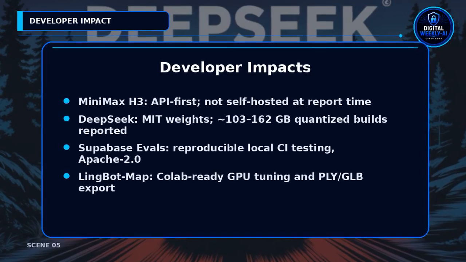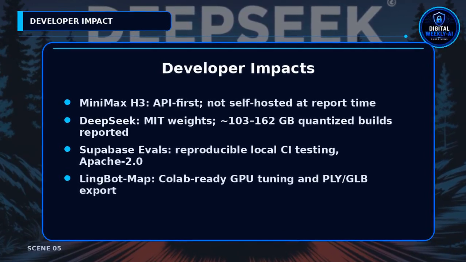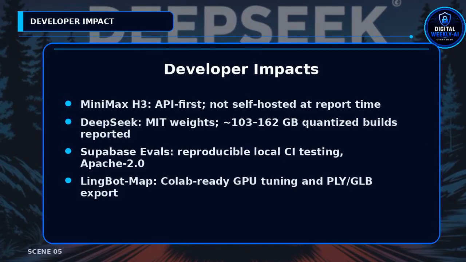What do these changes mean for developers and platforms? MiniMax H3 is available through API now, not for self-hosting. That suits studios and e-commerce teams that want fast production clips without managing GPUs. Third-party trackers reported about 13 cents per second for 2K, roughly $1.95 for a 15-second clip, but treat that as reported. DeepSeek offers MIT licensed weights for self-hosting.